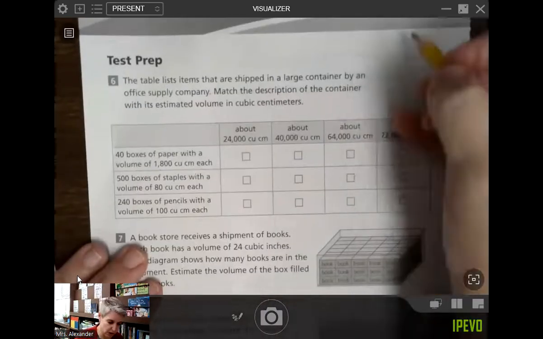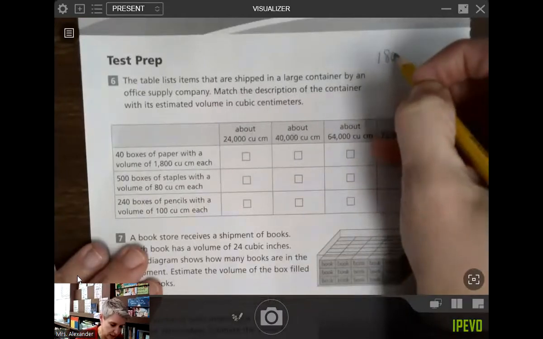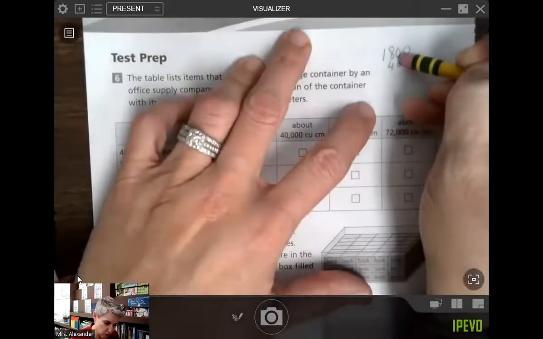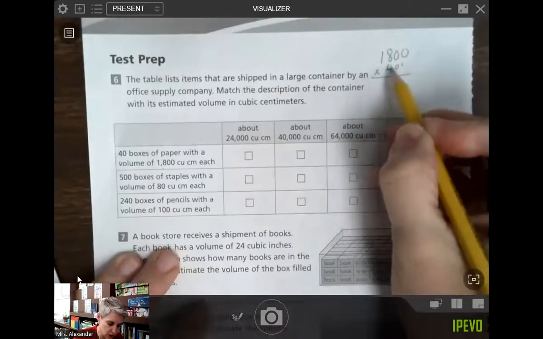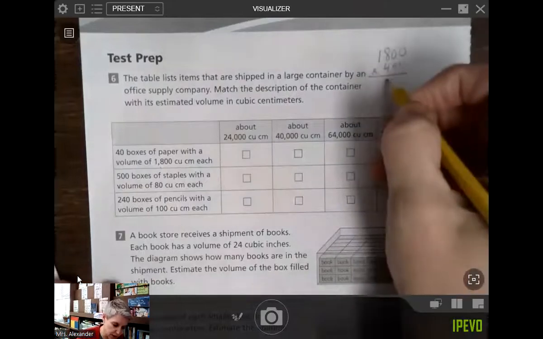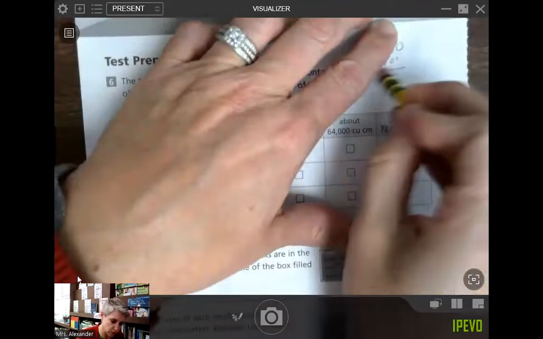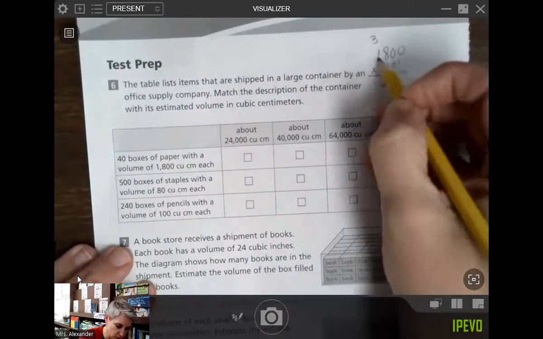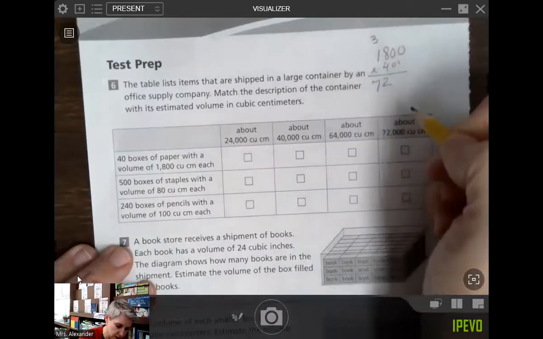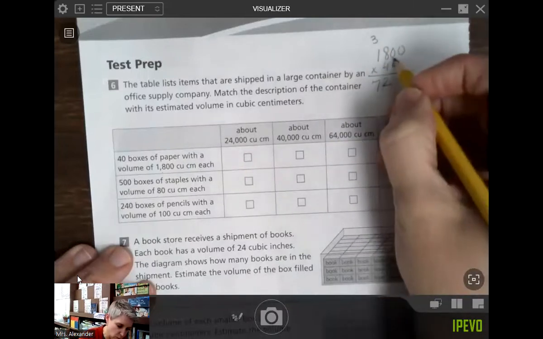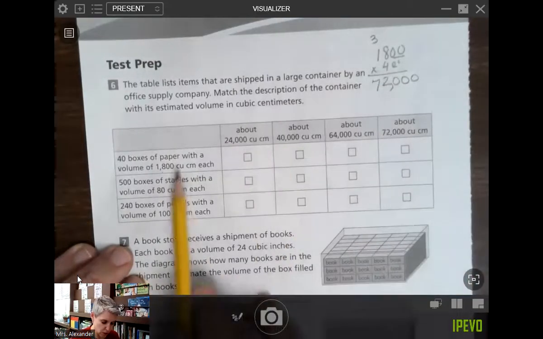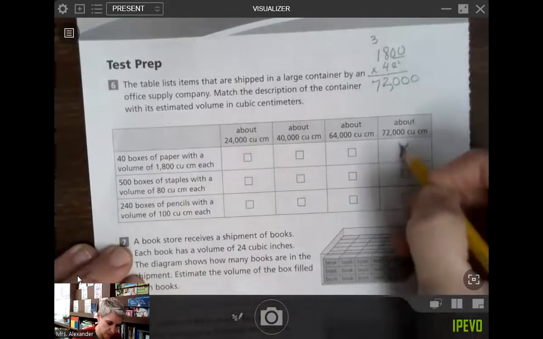I'm going to go up here where I have some room. 1,800. I'm going to hang all those zeros. I only need one zero for 40. I'm just going to do 18 times 4. 8 times 4 is 32. Oh, you almost caught me on a challenge. 8 times 4 is 32. 4 times 1 plus 3 is 72. Now I have 1, 2, 3 zeros to drop in. 72,000 cubic centimeters. There it is.